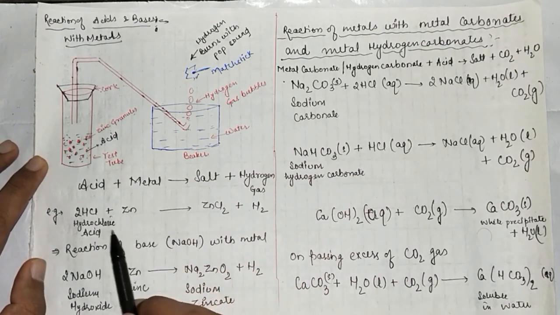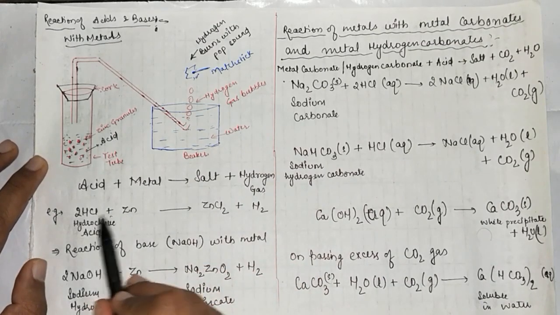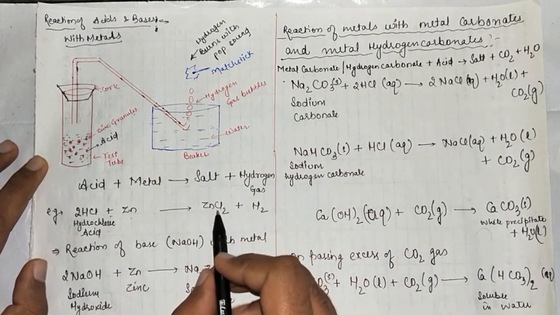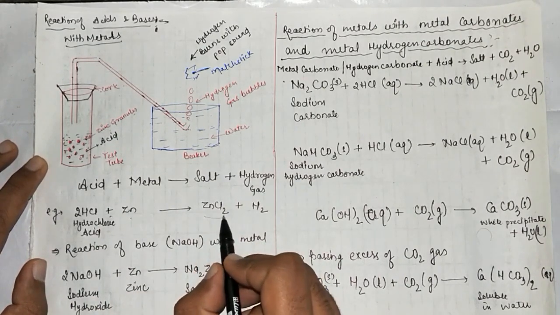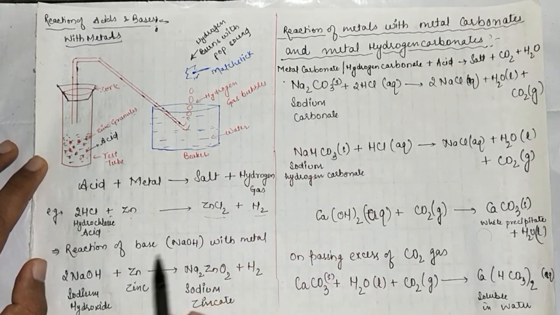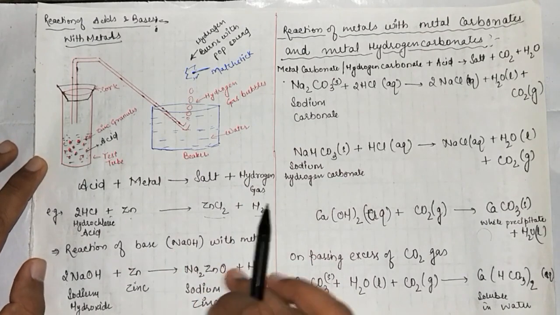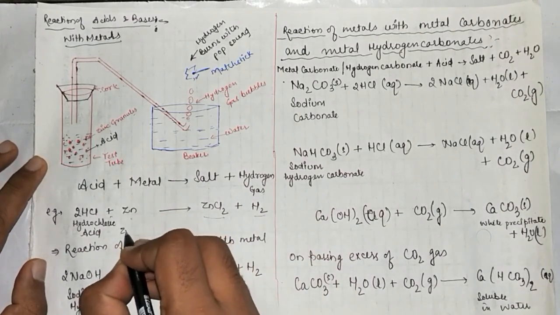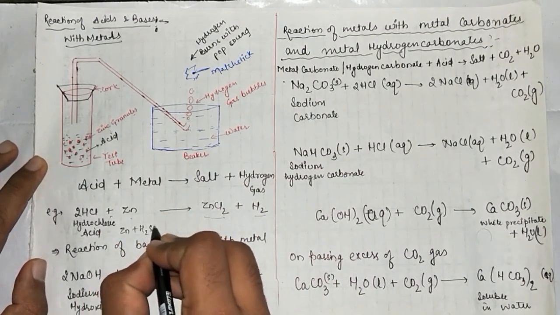We can take some examples like HCl, hydrochloric acid, plus zinc, it gives ZnCl2, this is salt, zinc chloride, and hydrogen gas. We can take one more example like NaOH, it's a base, we can take one more example like Zn plus H2SO4.